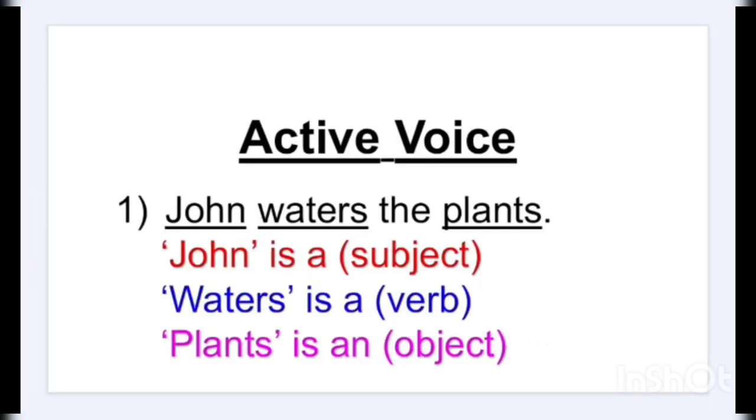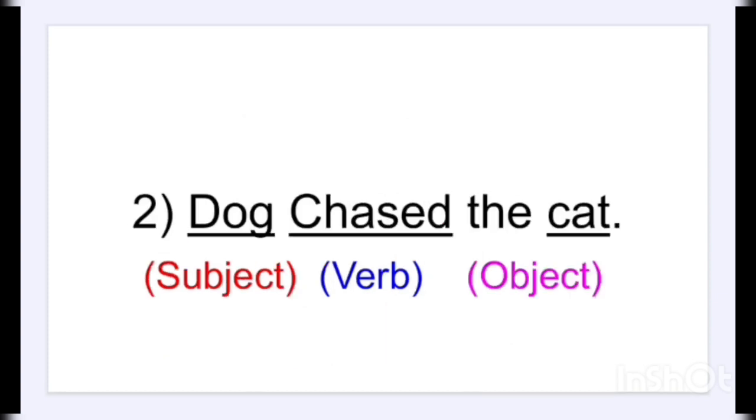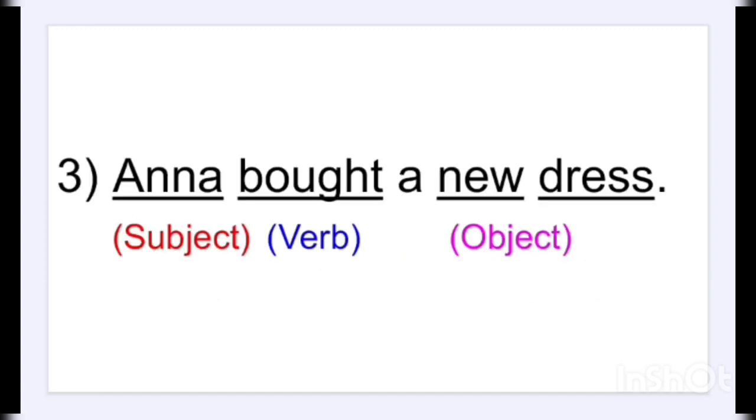Here are more examples of active voice. The first one is John waters the plants. John is a subject, waters is a verb, plants is an object. The second one is Dog chased the cat. Dog is the subject, chased is verb, and cat is the object. The third one is Anna bought a new dress. Anna is the subject, bought is a verb, and new dress is the object.